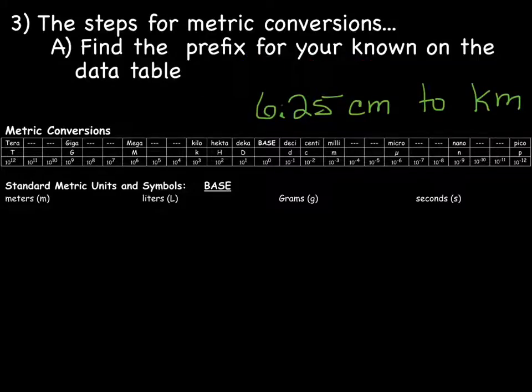We want to find the prefix for the known, which I'll underline in orange, on the data table. So the prefix that we know about is centi. Then we know about it because there's a number there. So let's look for centi on the data table, which is right there.